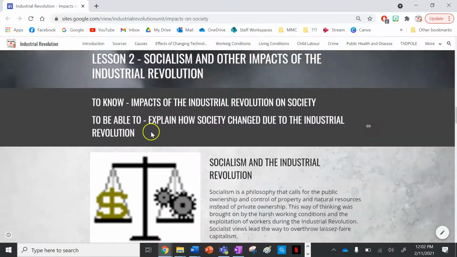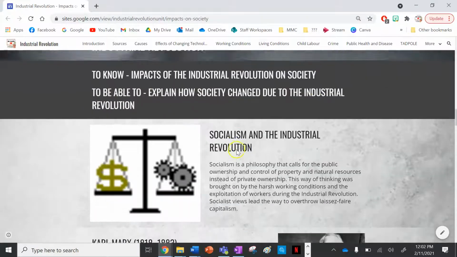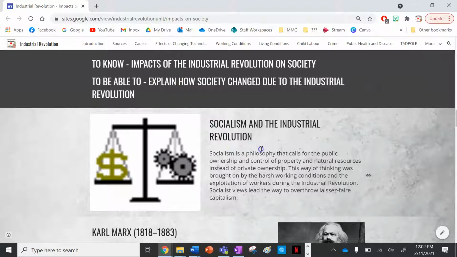So to begin with, your learning intention and success criteria. By the end of this lesson, you need to know the impacts of the Industrial Revolution on society. And by the end of the lesson, you need to be able to explain how society changed due to the Industrial Revolution. So there's a bit to unpack there.